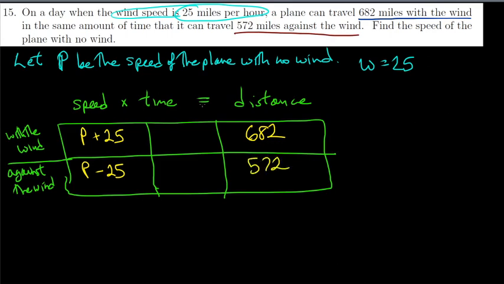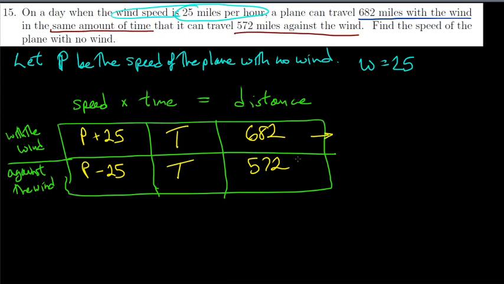Okay. Now, I left off the time. How much time does it take to travel that distance? Right, tricky. They don't tell us that, right? They don't tell us. All they say is that it's the same amount of time for both. So let's call that T. We don't know what T is, but it's the same for both with the wind and against the wind.